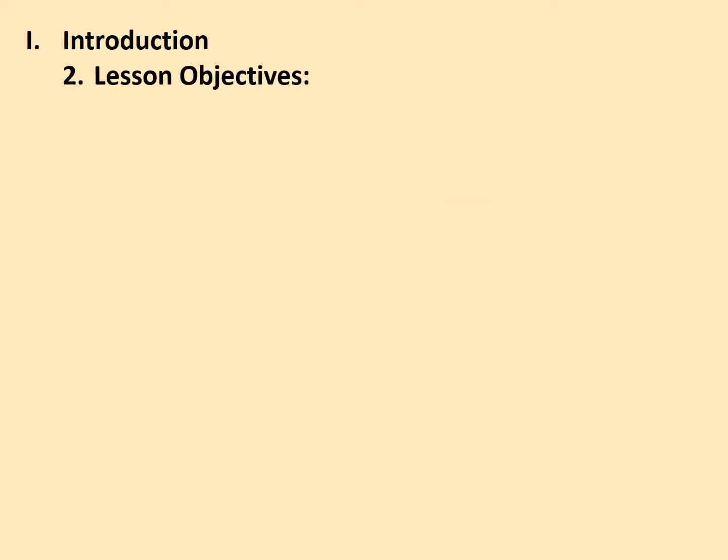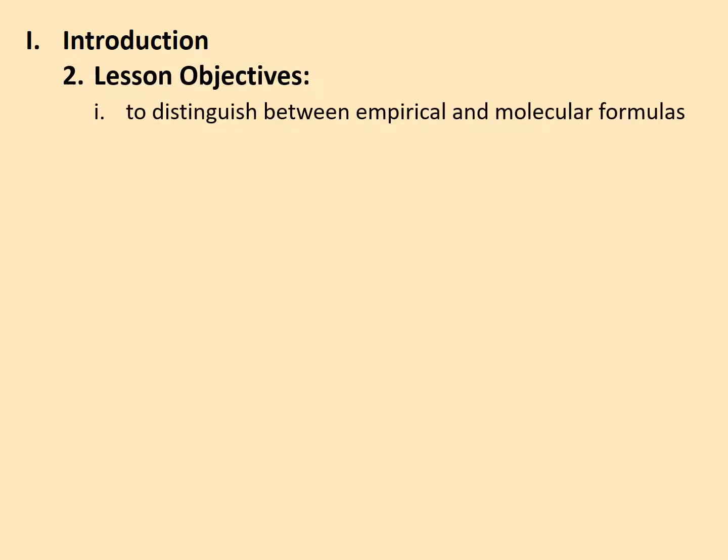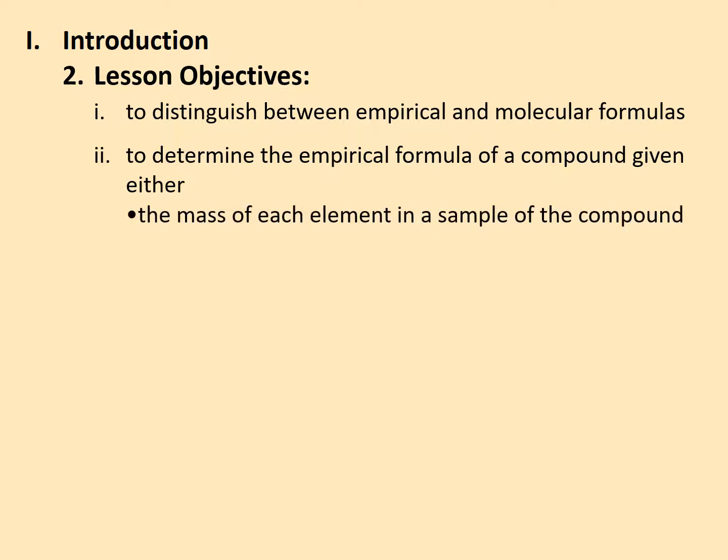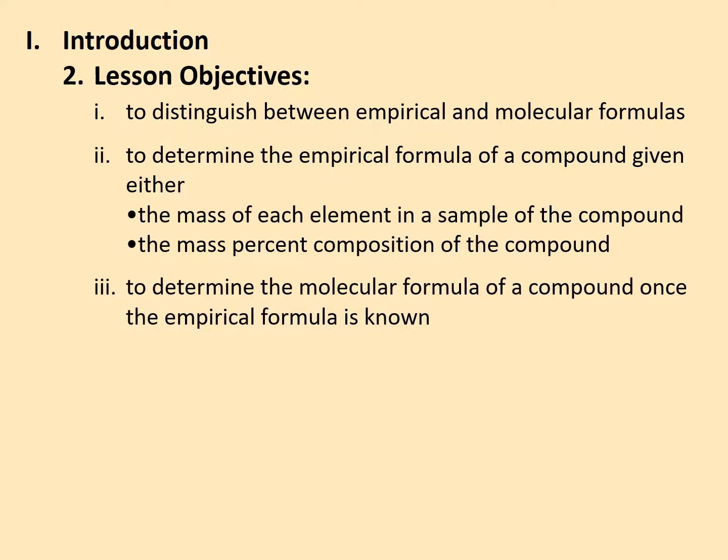So let's start by taking a look at what we're going to be trying to accomplish in this lesson. First of all, it turns out that there are two types of chemical formulas, what we call empirical formulas and molecular formulas. So we need to understand the definitions of each and be able to distinguish between them. Once we've done that, we will talk about how to determine the empirical formula of a compound given either the mass of each element in a sample of the compound, that's something that can be determined from experiment, or, as we were saying previously, by knowledge of the mass percent composition of the compound. Once the empirical formula of the compound is determined, the next step would be to determine the molecular formula of the compound, once that empirical formula is known.